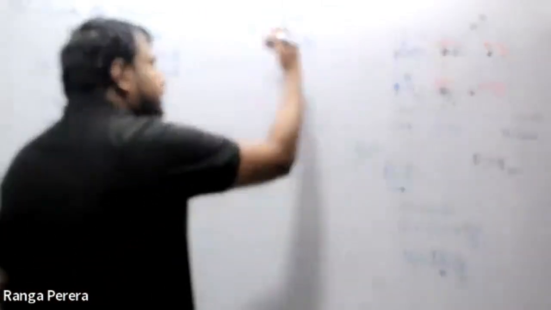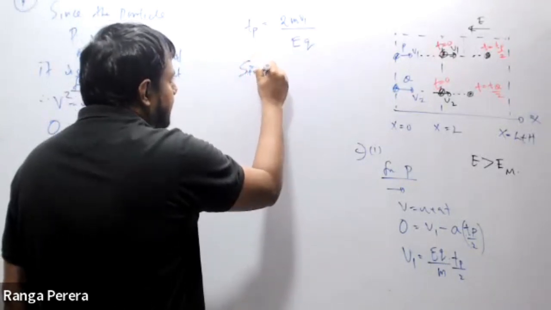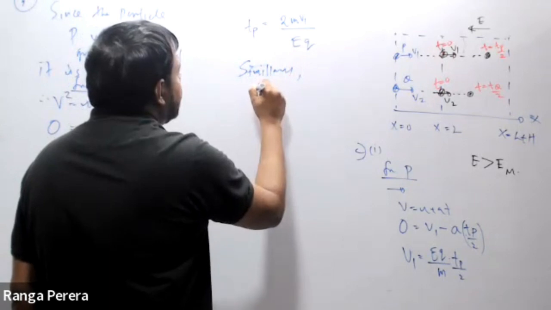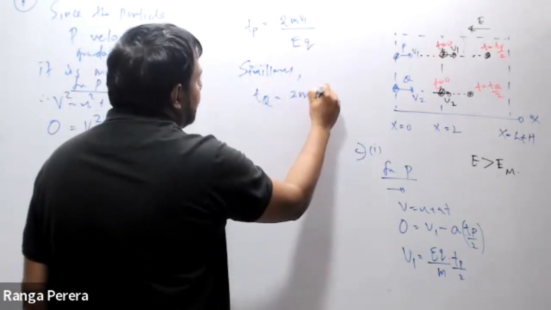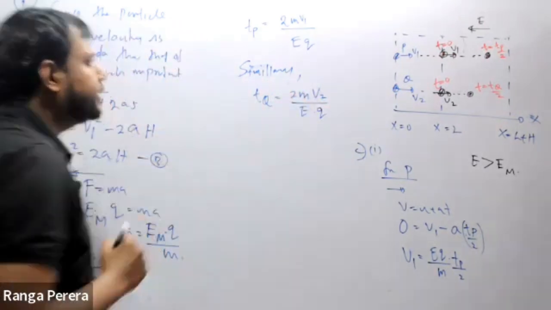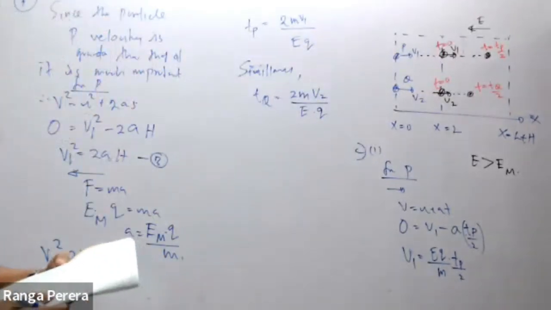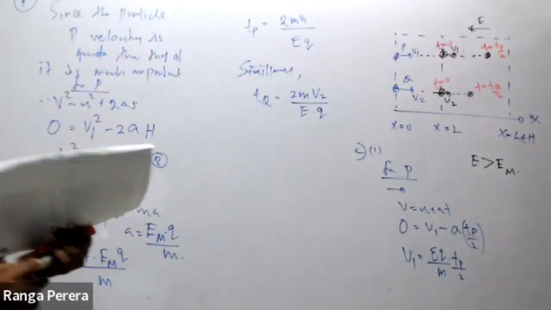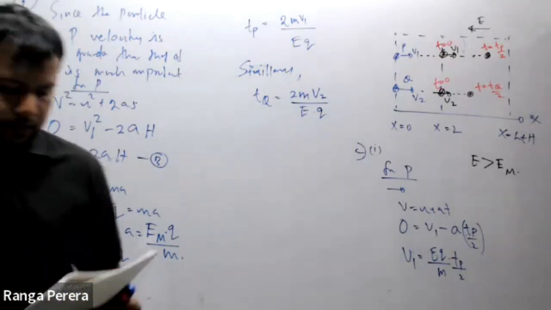Similarly, look at how I am doing the question. Similarly, Tq equals 2m V2 divided by E into Q. Only the difference is what? V2, the velocity. Identical objects. Only the difference is velocity. Right?